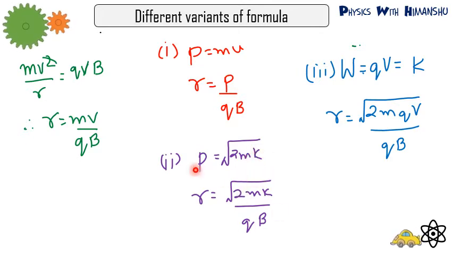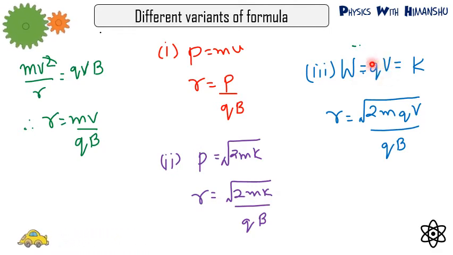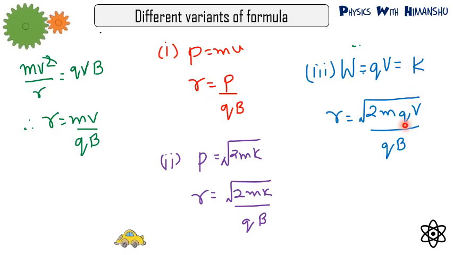Suppose in the question they are talking about velocity, then you have to use this formula. And there's one more variant. Now see, if you accelerate a charge q with potential difference V, then the work done will be potential difference into charge, and all the work done will be equal to the change in kinetic energy. So kinetic energy can also be substituted by qV.